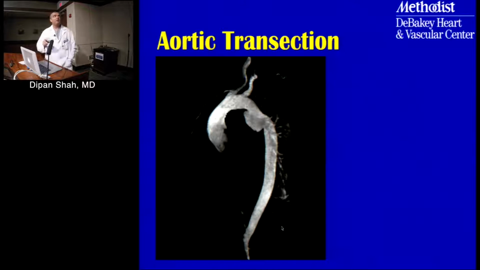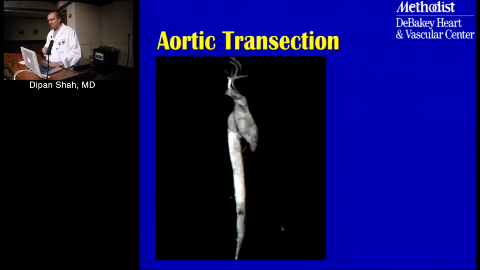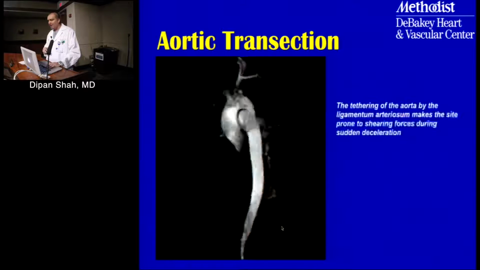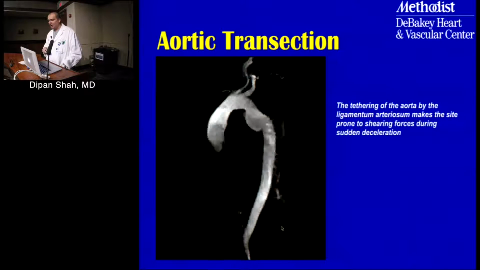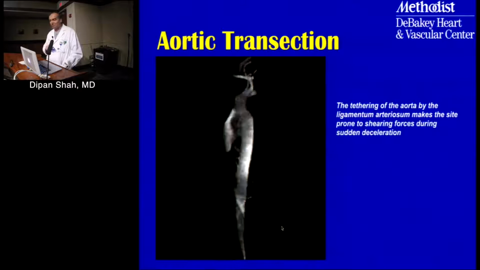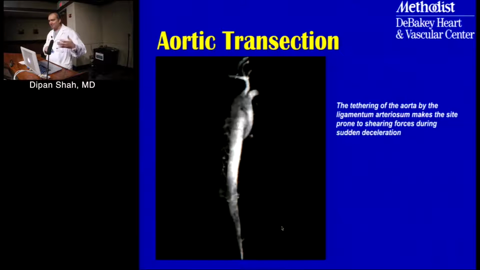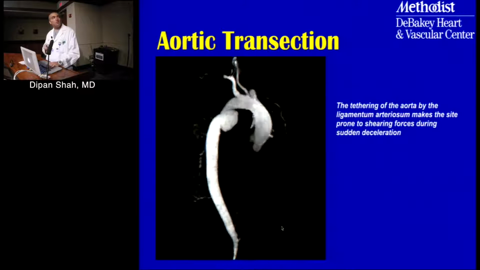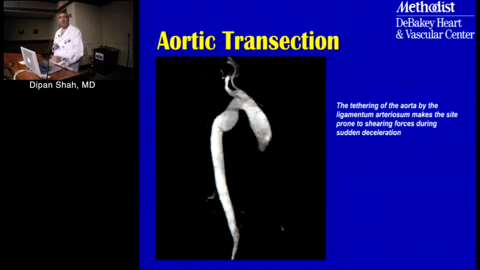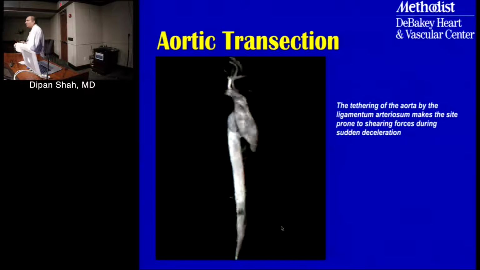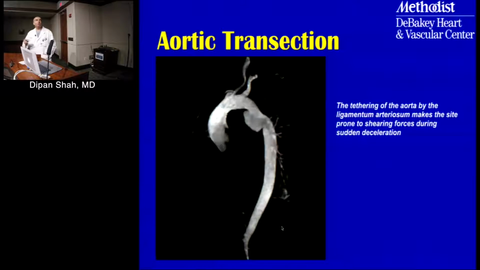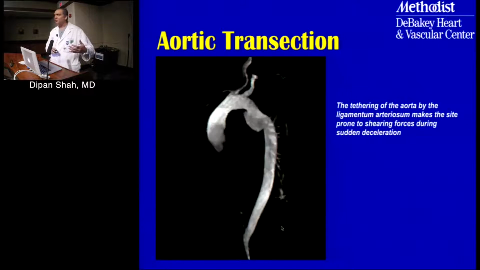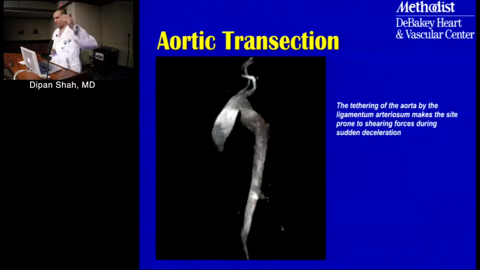But this obviously is a classic location that you can develop aortic transection. And what is this? This is basically due to a sudden deceleration injury, occurs in the area of the ligamentum arteriosum, because this is the area that's prone to shearing forces. So the presentation, you'll see this two ways. One is in a patient who's in a car accident who comes in with chest pain or back pain. So an acute presentation. This case actually was a chronic presentation.